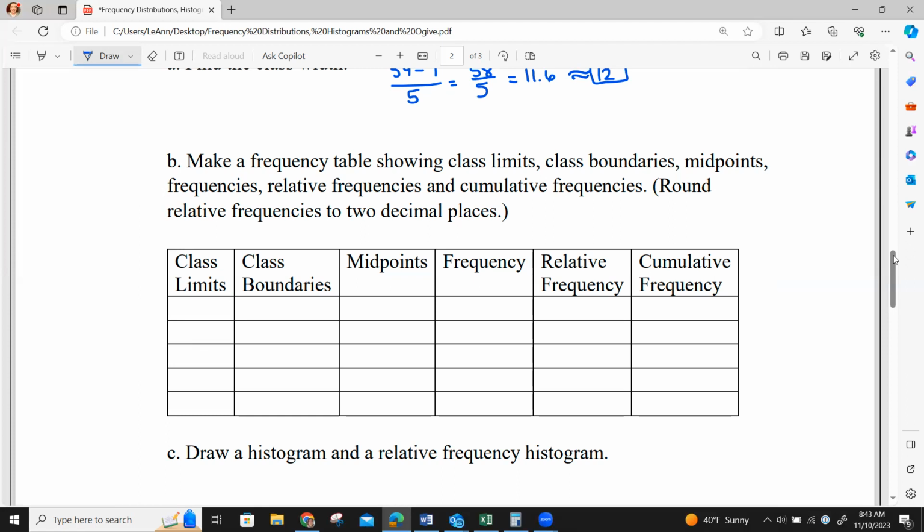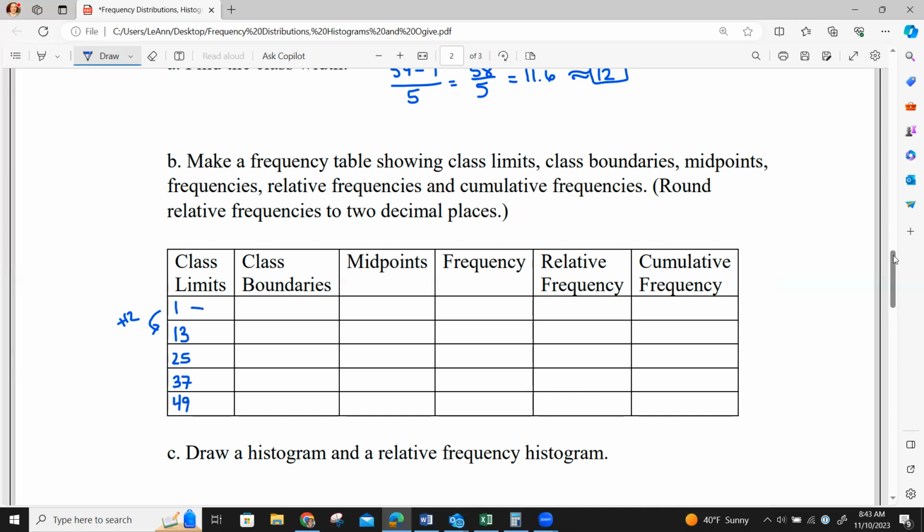So the lowest value in our list was a 1. We don't worry about the top part of the class limit yet. We're going to get all of our lower class limits first. So we're going to add 12 to get to the next lower class limit. That's going to be 13. Add 12 again, we get 25. Add 12 again, we get 37. Add 12 one more time, we get 49.